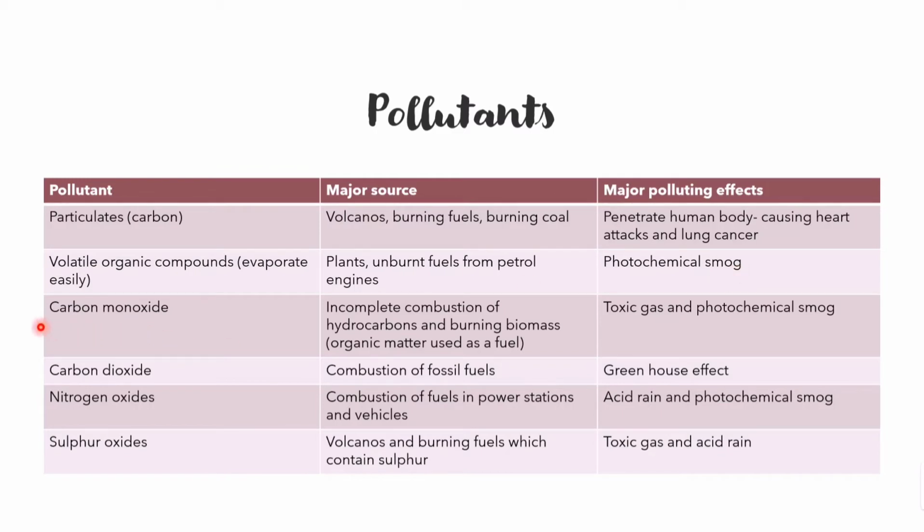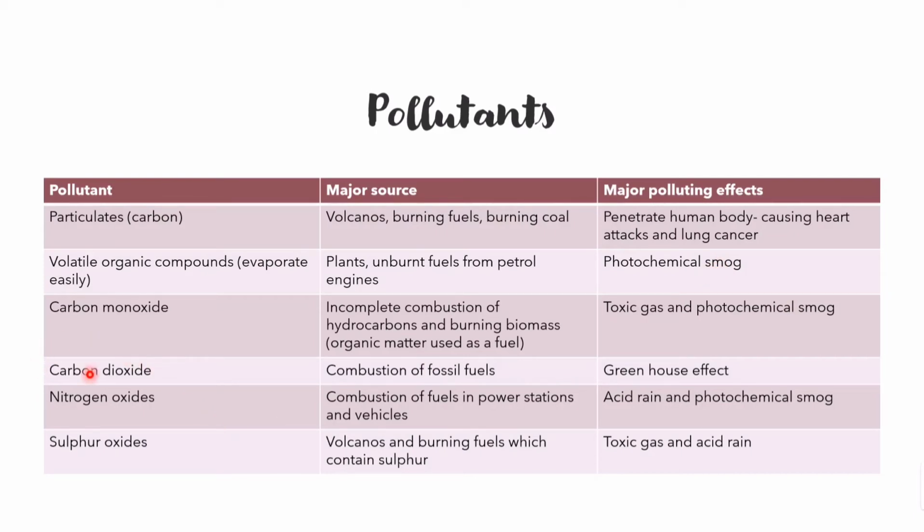And then we have carbon monoxide, which is a toxic gas. This is formed by the incomplete combustion of hydrocarbons, as we saw on the last slide. It's also produced by burning biomass. Biomass is organic matter used as a fuel, and organic means carbon containing. The major polluting effect of carbon monoxide is that it's a toxic gas, and it also contributes to photochemical smog, as well as the volatile organic compounds.